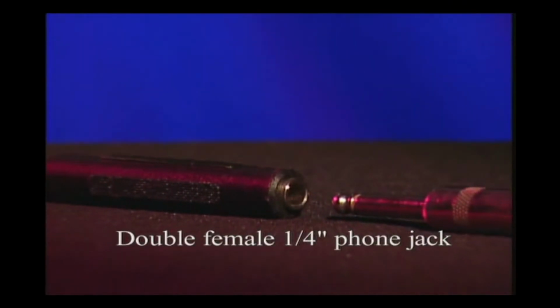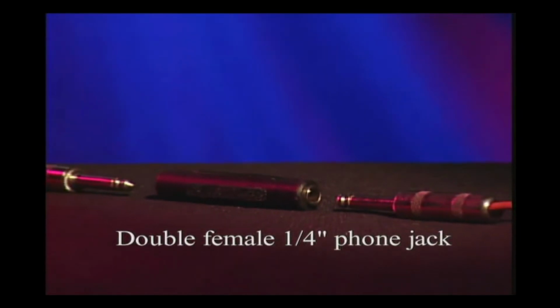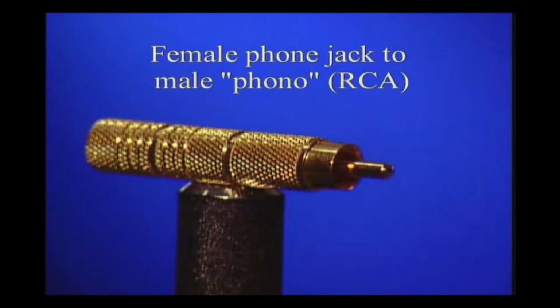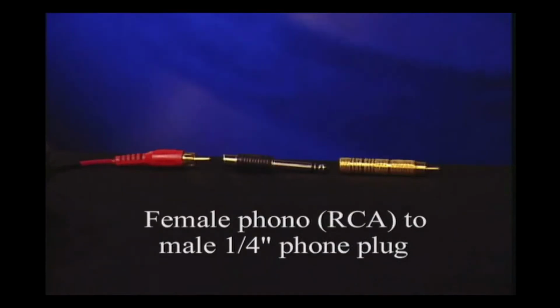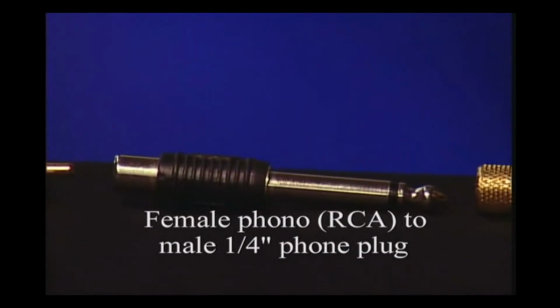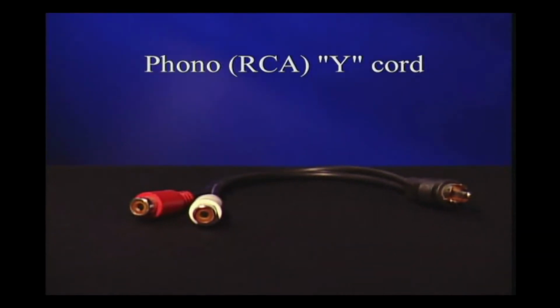This is a double female 1/4-inch phone jack which allows 2 1/4-inch plugs to be connected. Here's a female phone jack to male phono plug for tape deck inputs or outputs. The phono plug is also known as an RCA plug. This adapter is the reverse of that, a female phono plug to a male 1/4-inch phone plug. This is an RCA Y cord. It allows tape deck outputs or inputs to be joined with a single mixer input or output.